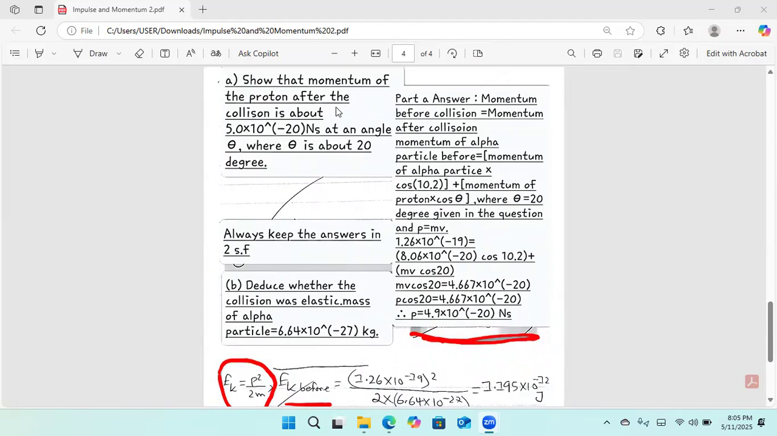Show that the momentum of the proton after the collision is about 5.0 × 10^-20 Ns at an angle theta, where theta is about 20 degrees.